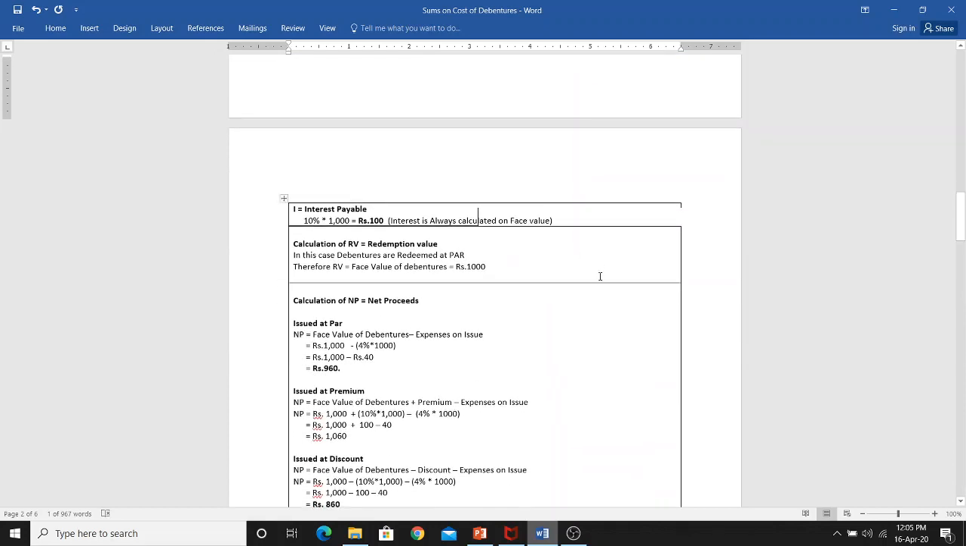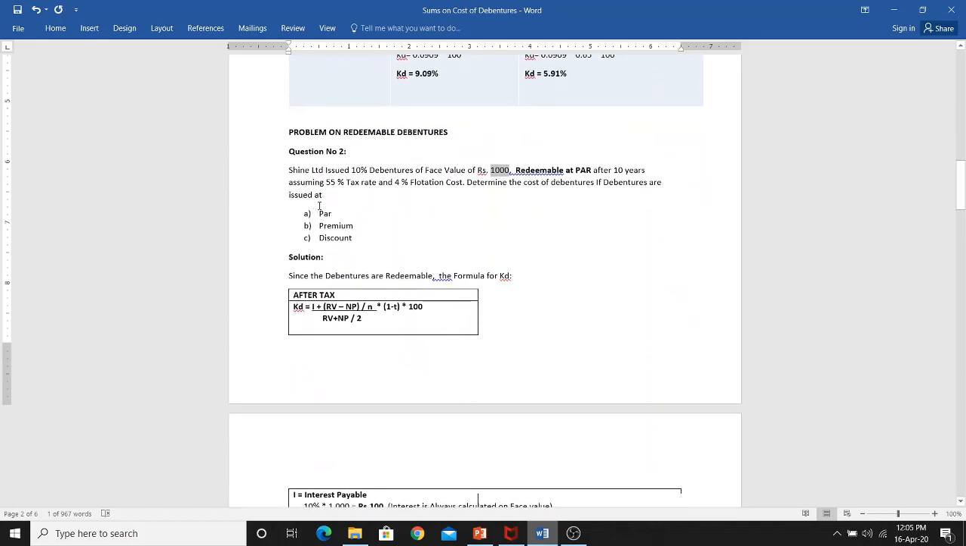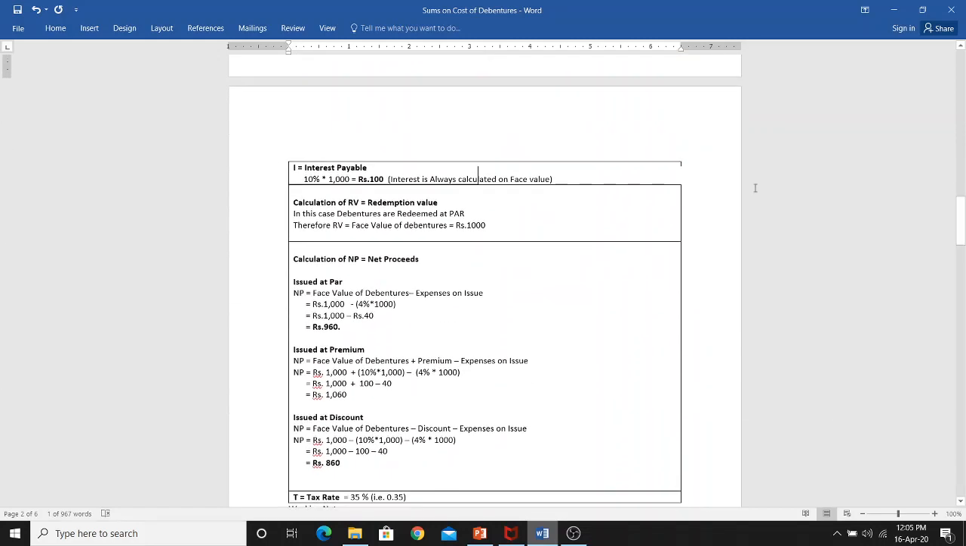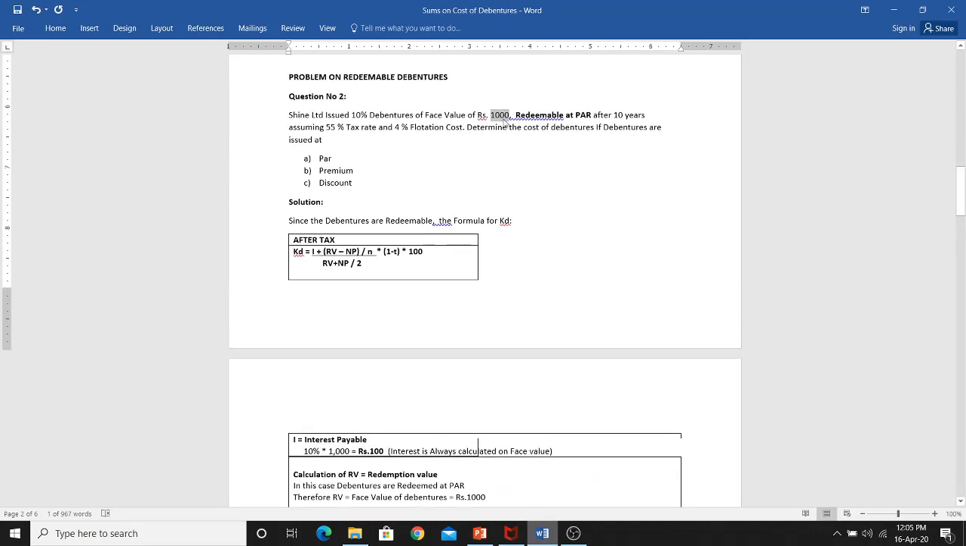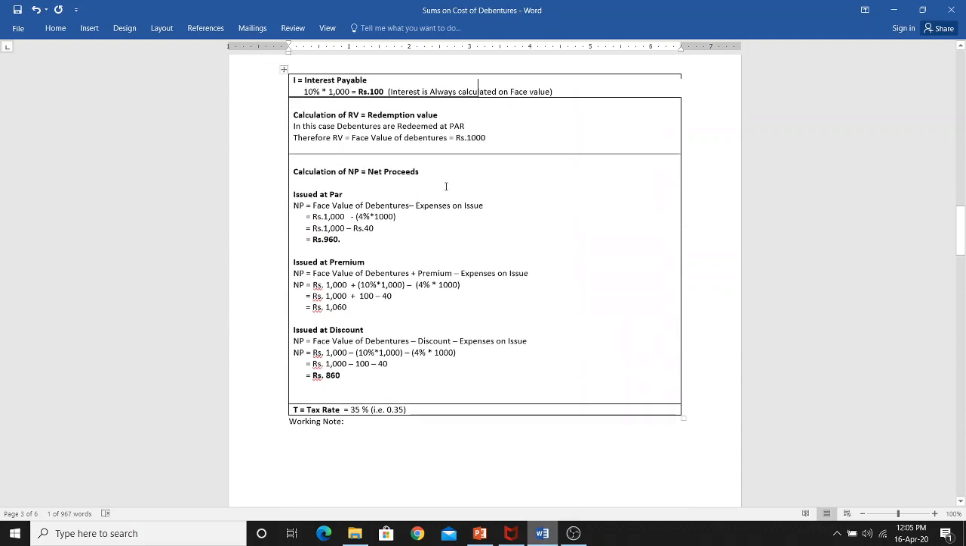Now, calculation of RV. In all these three cases, either it is par, premium or discount, it is redeemed at par only. So the redemption value is at par. When debentures are redeemed at par, what is going to be the RV? RV will be equal to the face value of debentures. So what is the face value of debentures? It is rupees 1000.